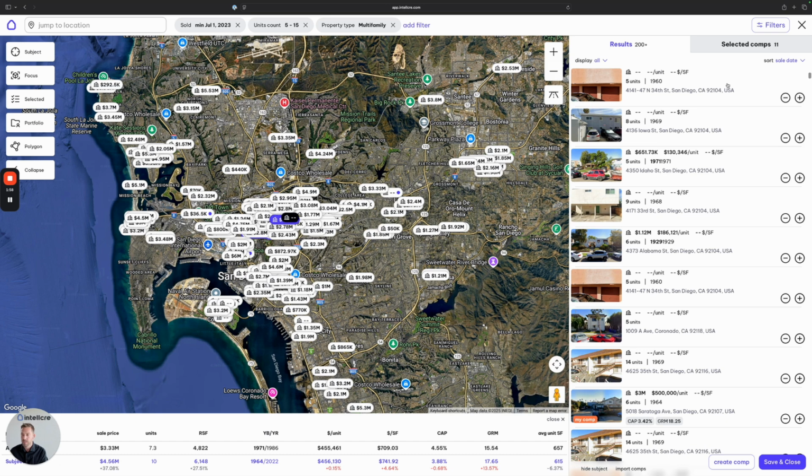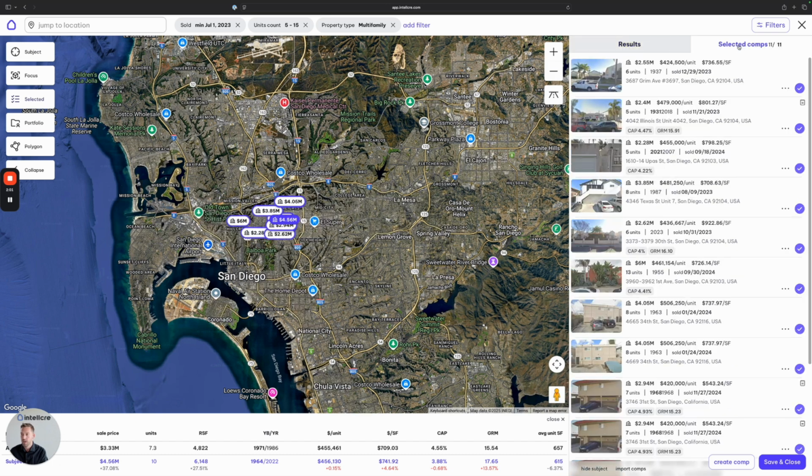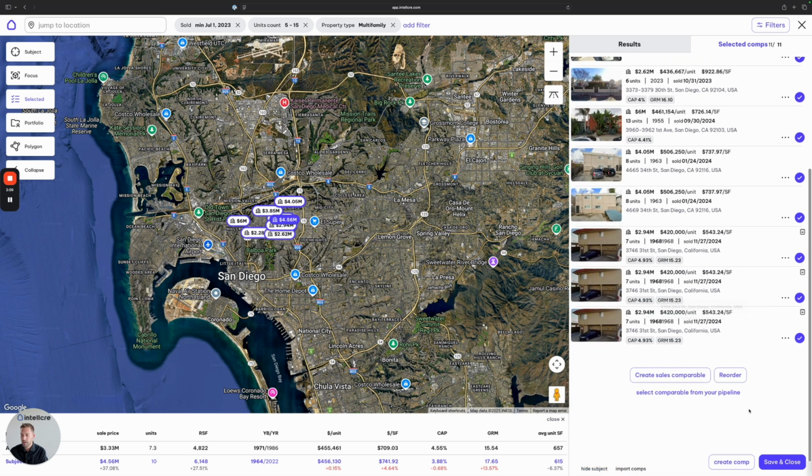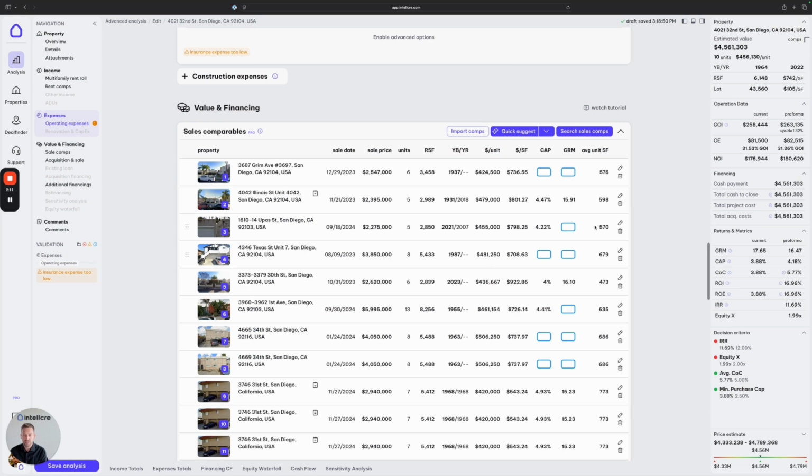Once we've selected our sales comps, these are going to be listed here in the selected comps tab. And once we're done selecting the comps, we click save and close. And this is our sales comp set.